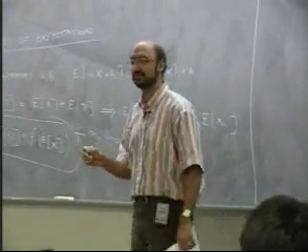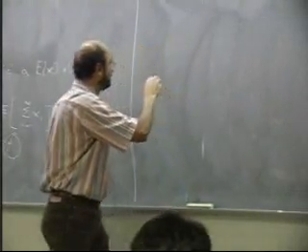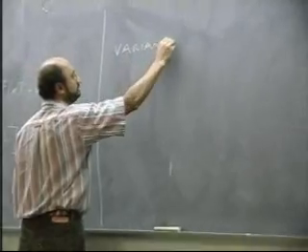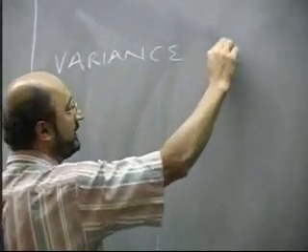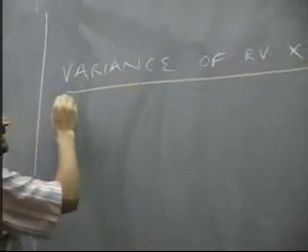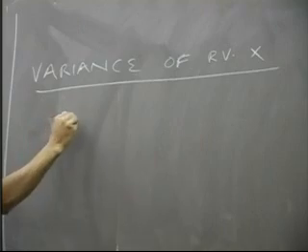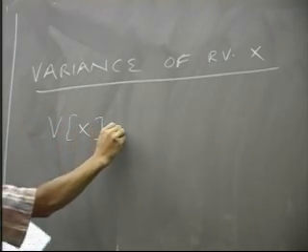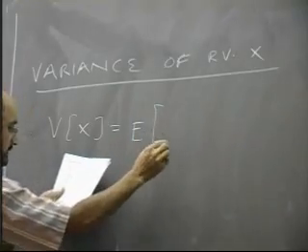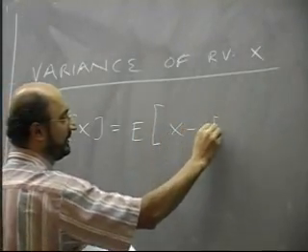Any other questions? Okay. So I want to show you the variance of a random variable X. The way it's defined is a bit interesting. It's called V of X, and it's nothing more than the expected value of X minus E of X.